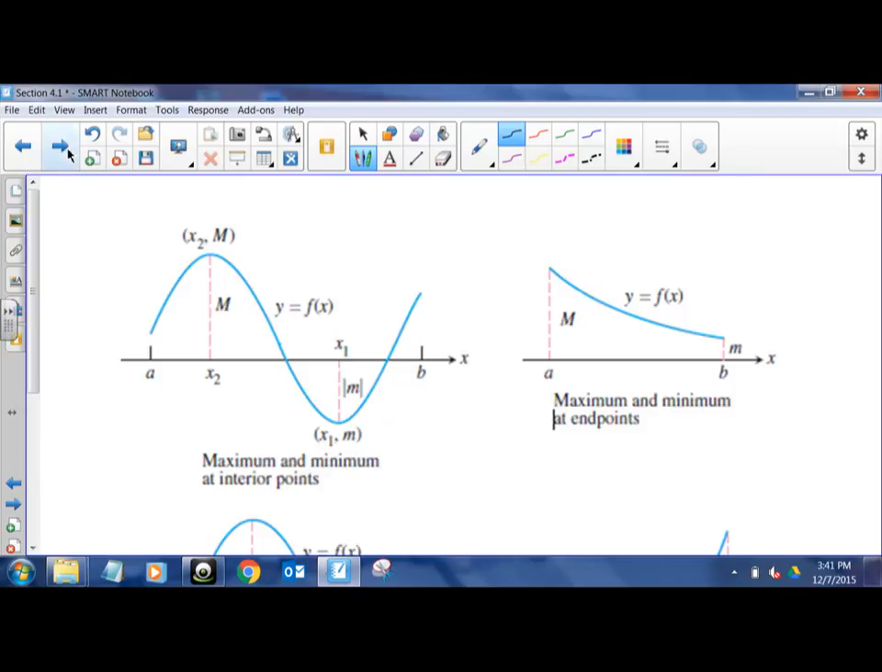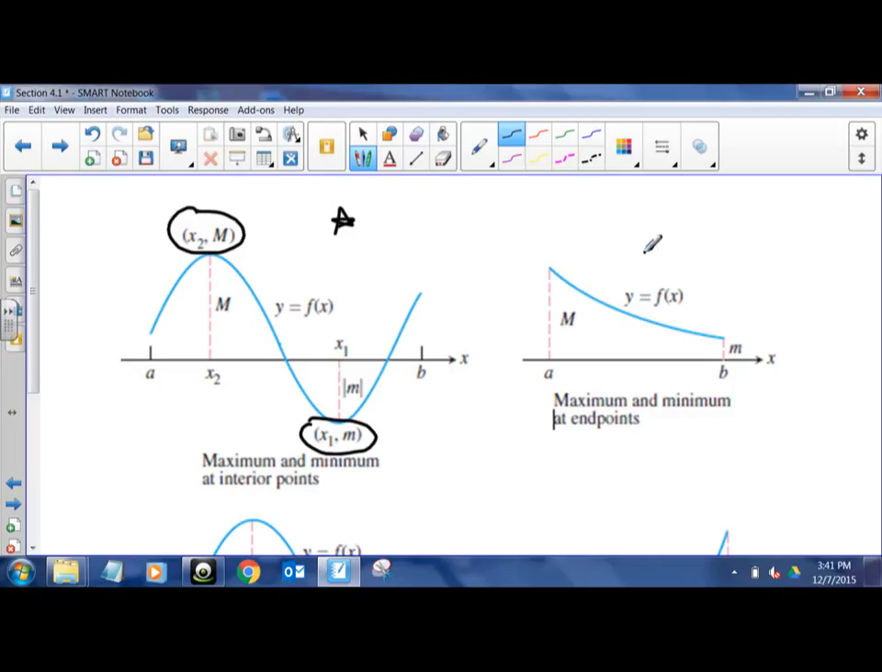Here are a couple of examples. In this particular example on the left, you've got a function, and it has this point right up here, which is x sub 2 comma M. This is acting as the maximum of the function. And down here, x sub 1 comma m is the minimum. So you'll notice that the maximum and the minimum of this particular function both occur on the interior, so they're not at the exterior, meaning the endpoints.